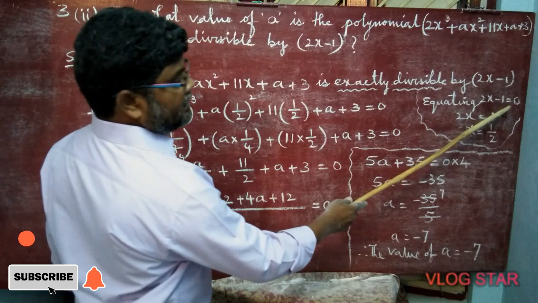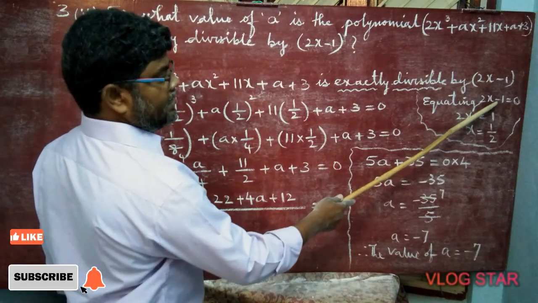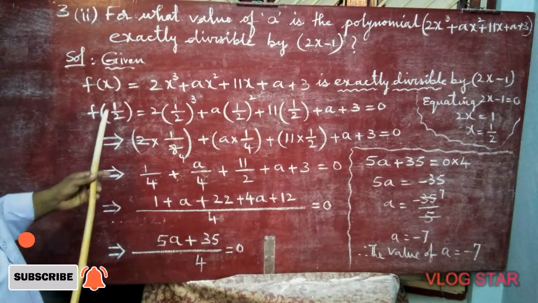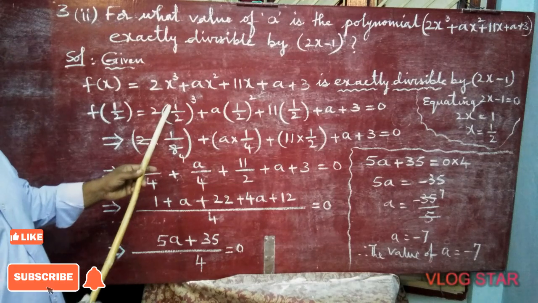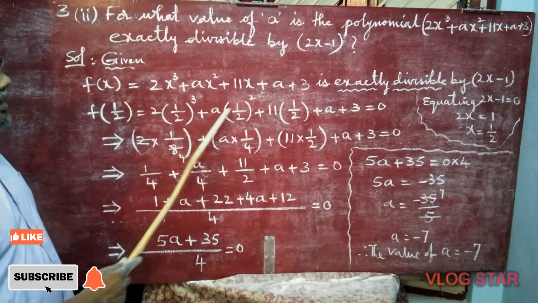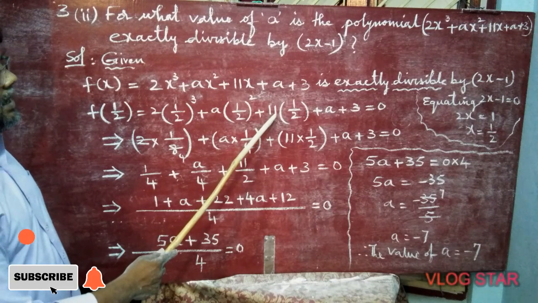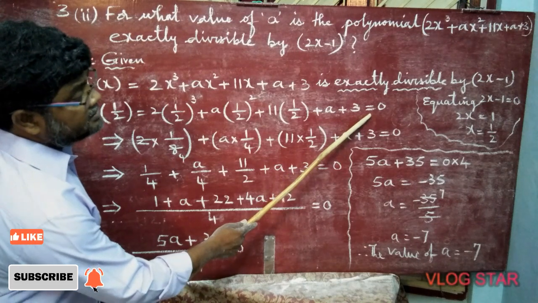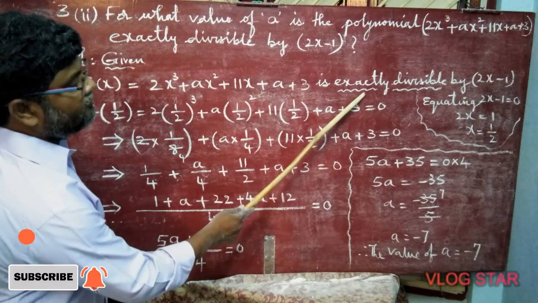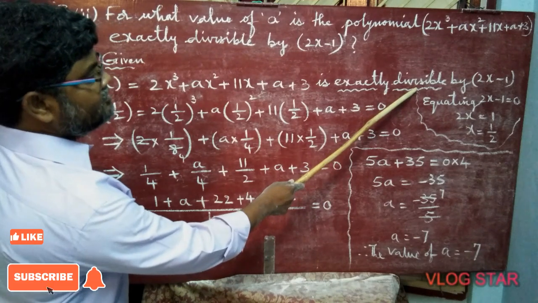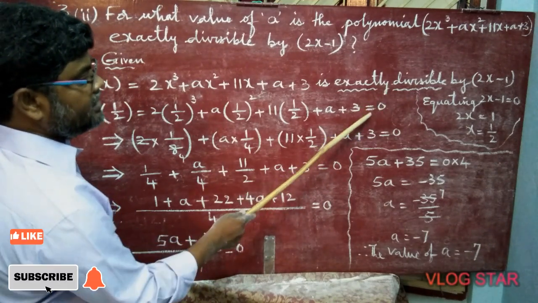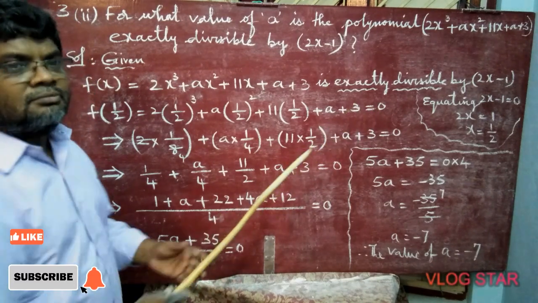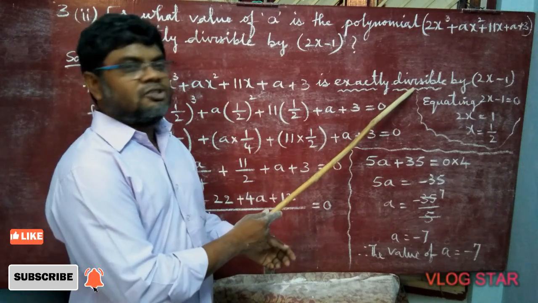Now equating 2x minus 1 is equal to 0. 2x is equal to minus 1 goes that side, plus 1. x is equal to 1 by 2. f of 1 by 2 is equal to 2 into 1 by 2 whole cube plus a into 1 by 2 whole square plus 11 into 1 by 2 plus a plus 3 is equal to 0. We have underlined here exactly divisible, the meaning of this word is equal to 0. Indirectly they give it. So we have to keep this equal to 0.